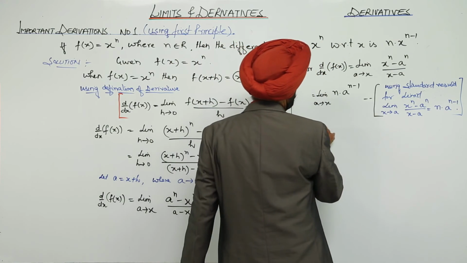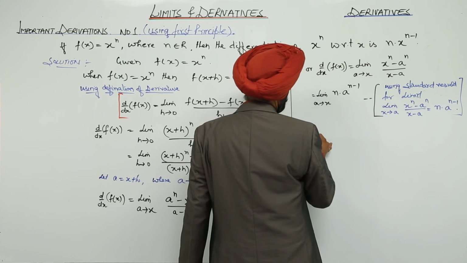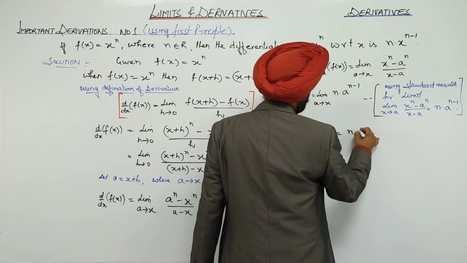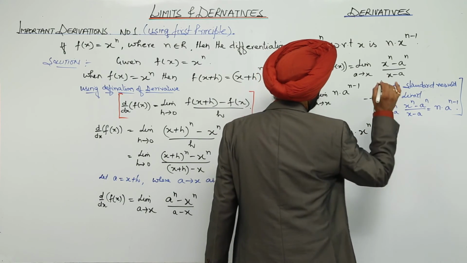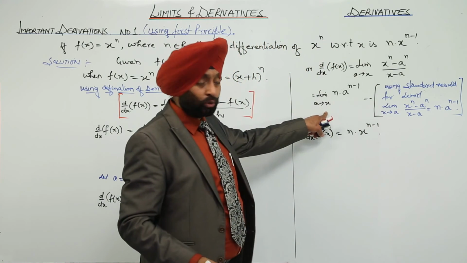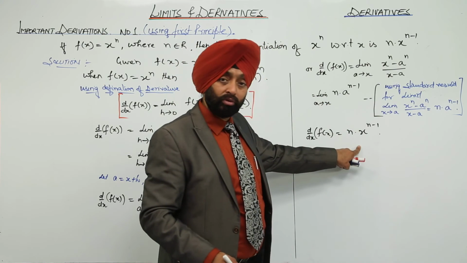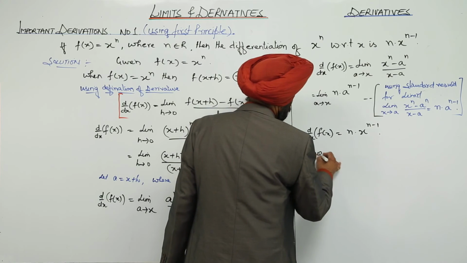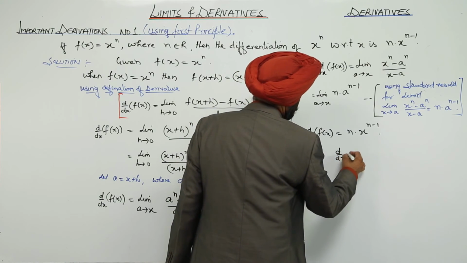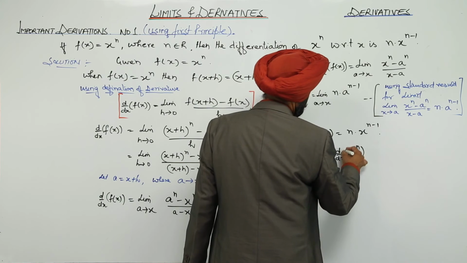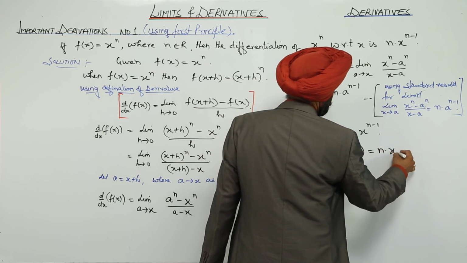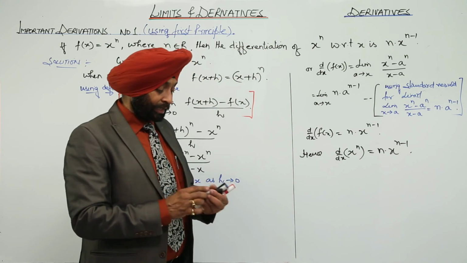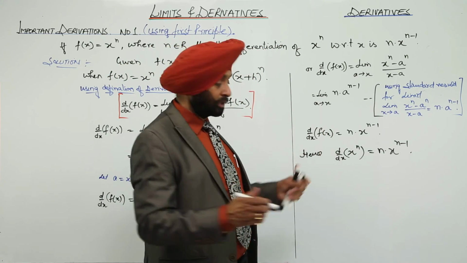Now this becomes d by dx of f(x) is equal to n times x raised to power n minus 1, because a is approaching x, that is why in place of a we now put x. Hence d by dx of x raised to power n is equal to n times x raised to power n minus 1. This is by using the first principle.